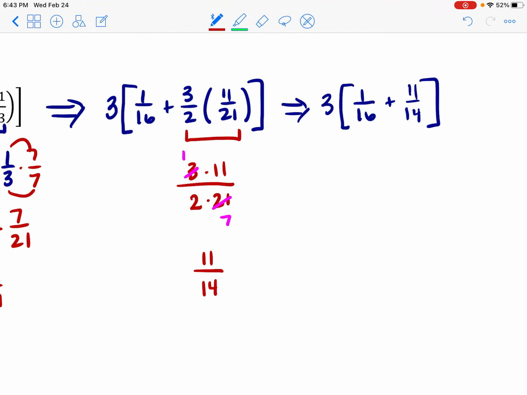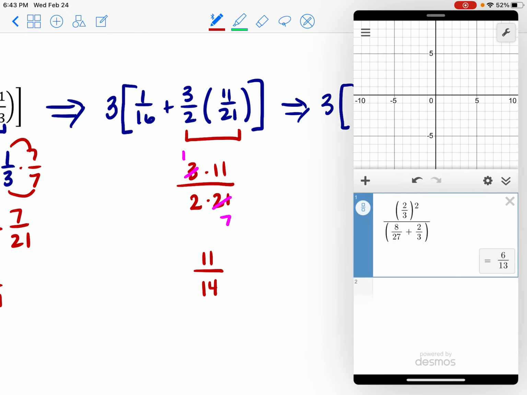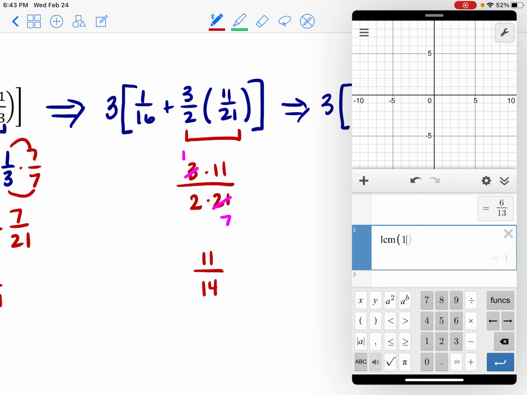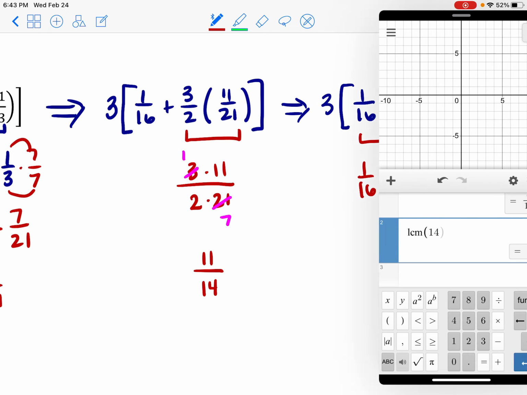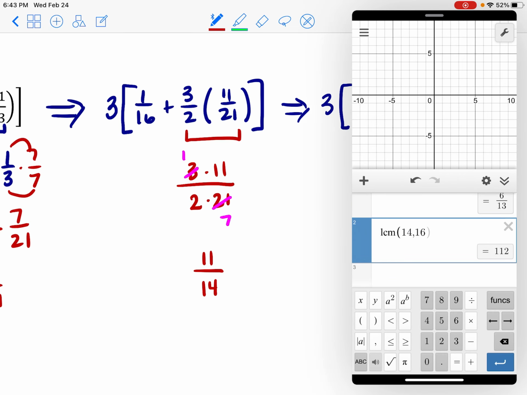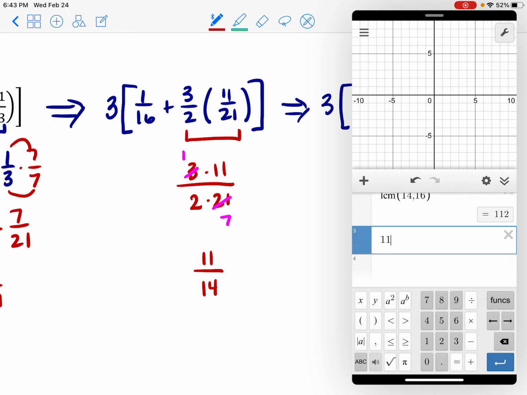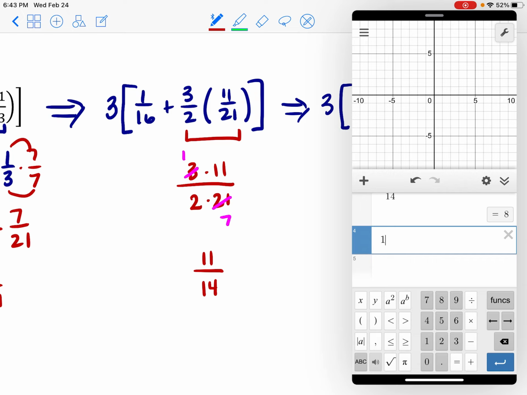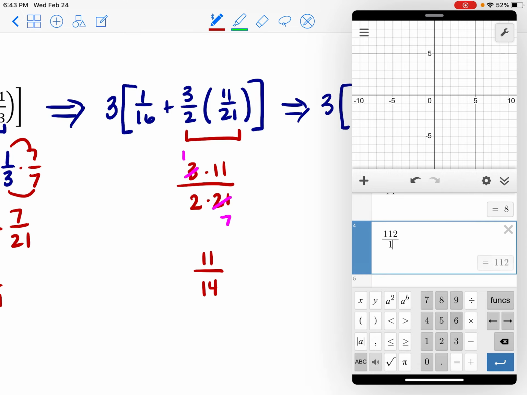So when I add here, 1/16 and 11/14, I need a common denominator. That's going to be a messy one. Let me go ahead and rely on some technology to help me out. What is the least common multiple for 14 and 16? And it's going to tell me 112. Goodness. So what's 112 divided by 14? And what's 112 divided by 16?